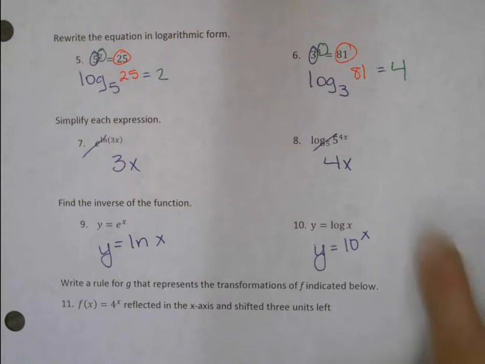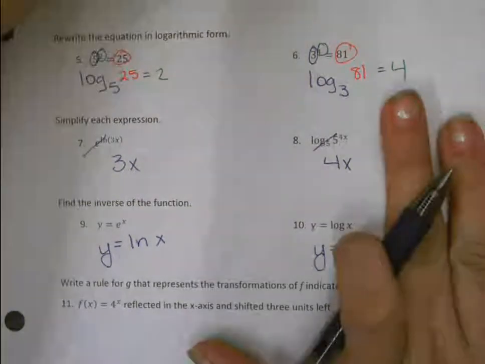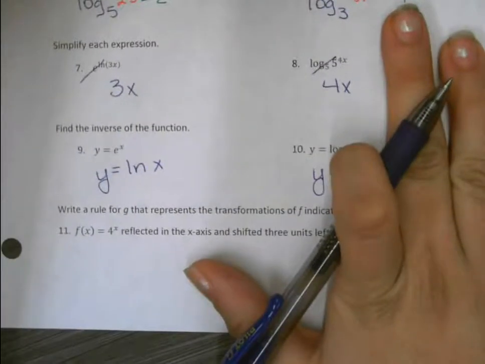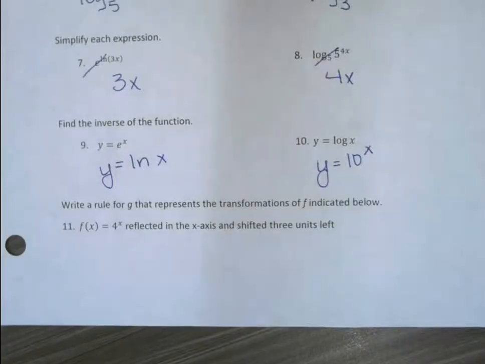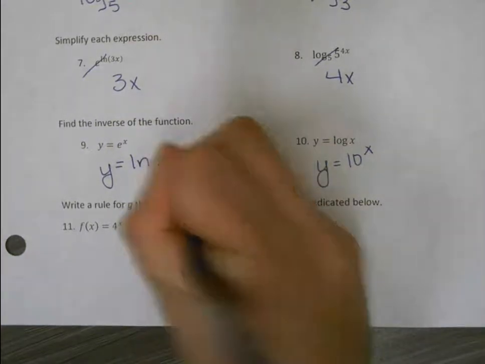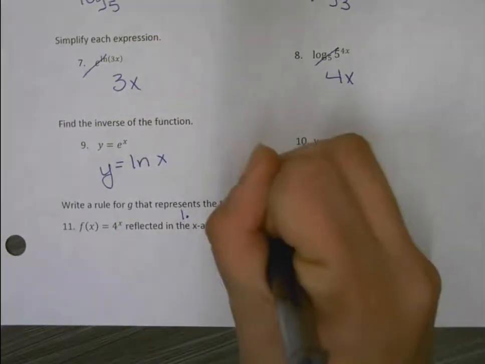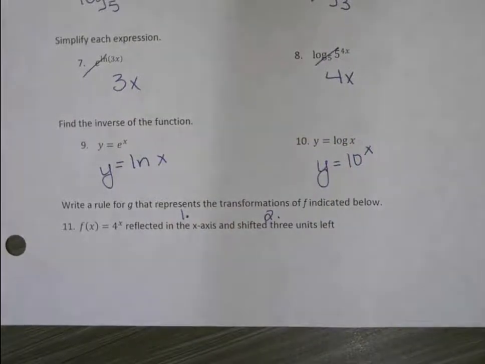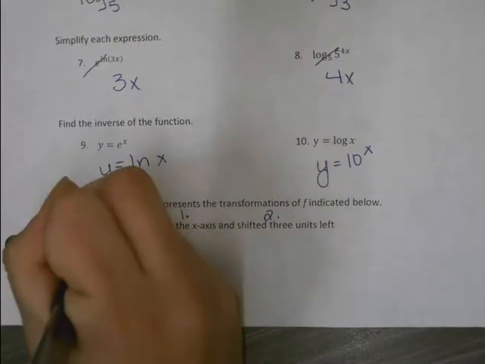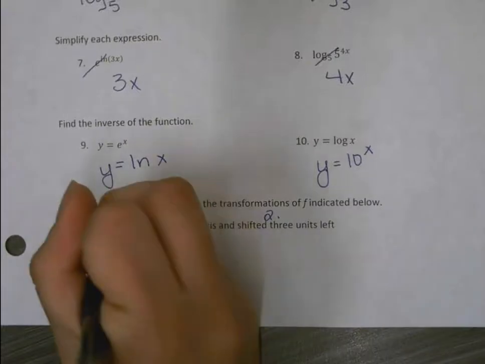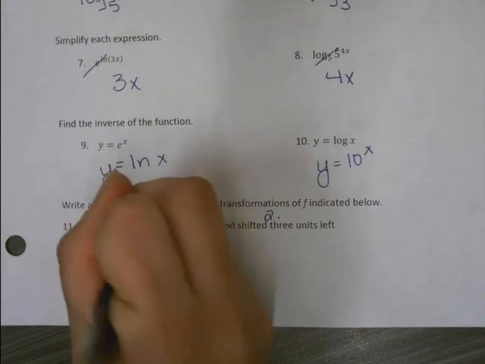It would have been 5 to the x as the answer. Okay. Number 11 and 12 on the back is writing a rule. They have 2 changes. The first is reflecting on this one, and the second one is shifting 3 units left. So my first change, to reflect in the x-axis, just means a negative out front.